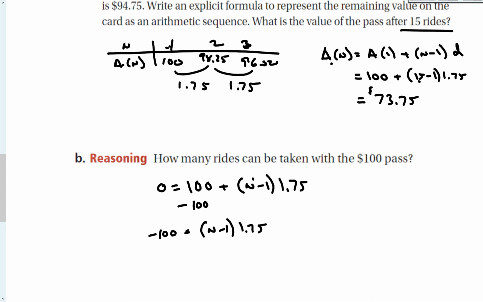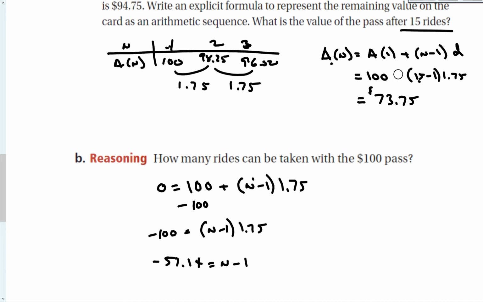Divide out the 175. So that'd be 100. 100 divided by 1.75, which would be 57.14. Okay, equals n minus 1. Oh, I see why I made a mistake here.